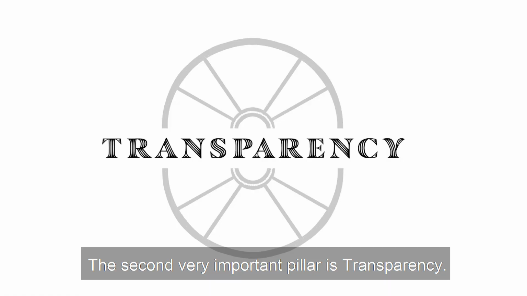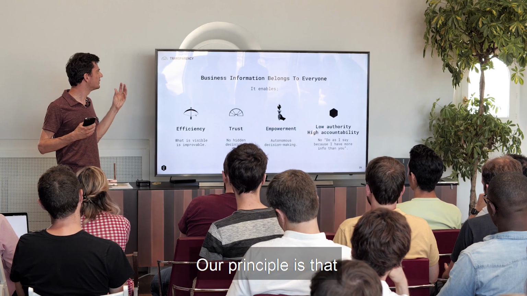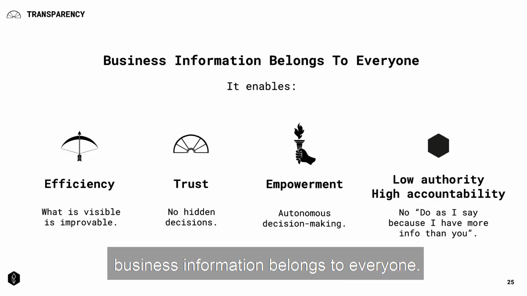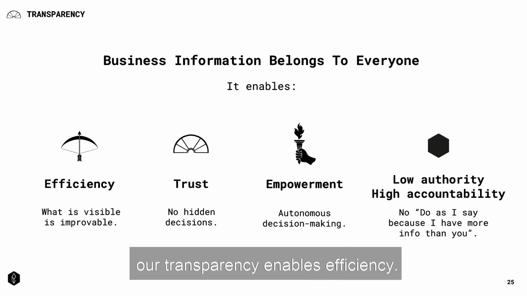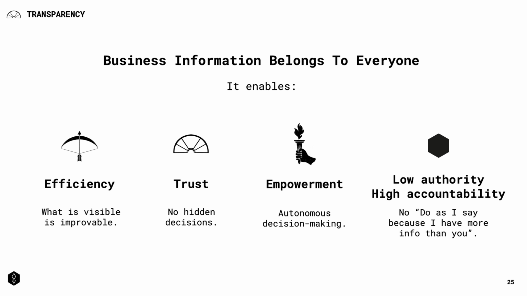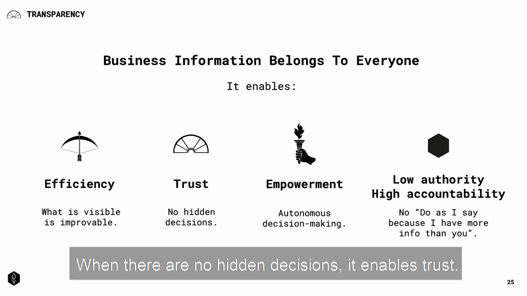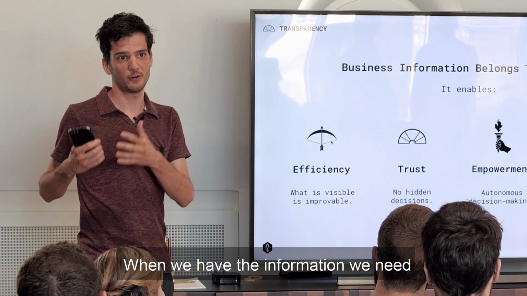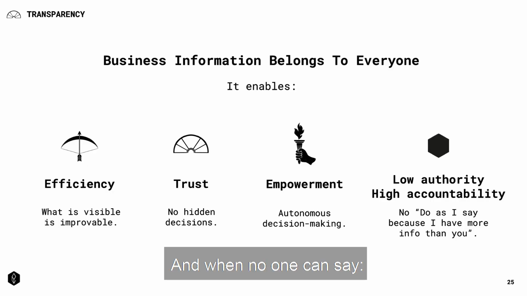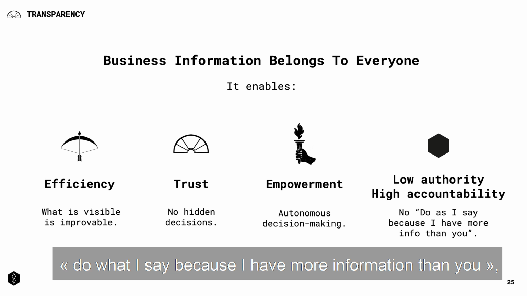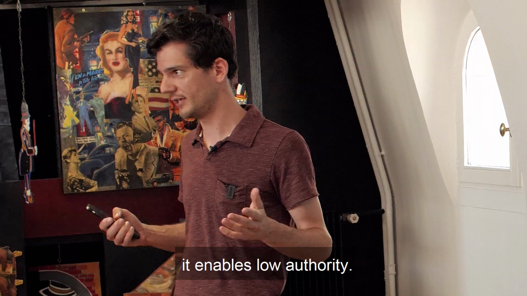Second, very important pillar is transparency. Our principle is that business information belongs to everyone. What is visible is improvable, so our transparency enables efficiency. When there are no hidden decisions, it enables trust. When we have the information we need to make our decisions, it enables empowerment. And when no one can say, do as I say because I have more information than you, it enables low authority.